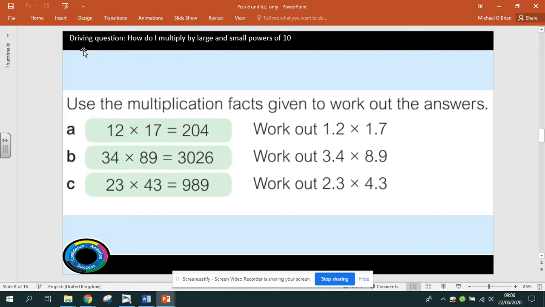Okay, this next question actually just asks you, you're given some answers, but what you need to think about is how we turn one into the other. So give it your best shot and return to me when you're ready.